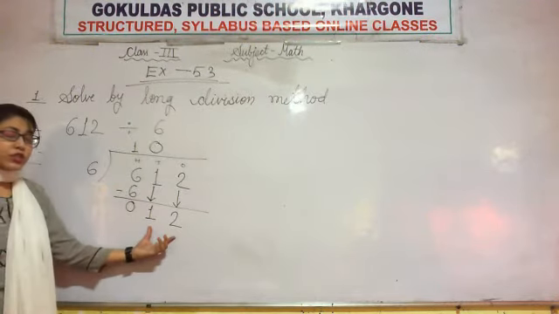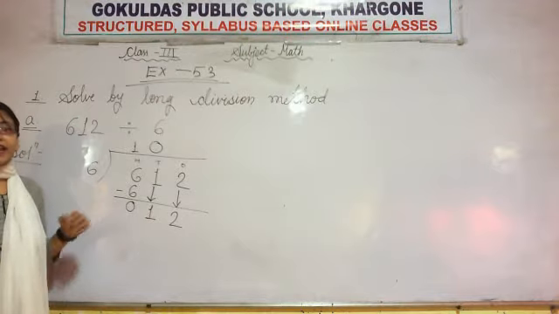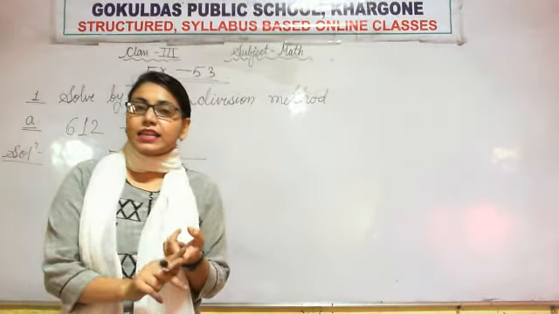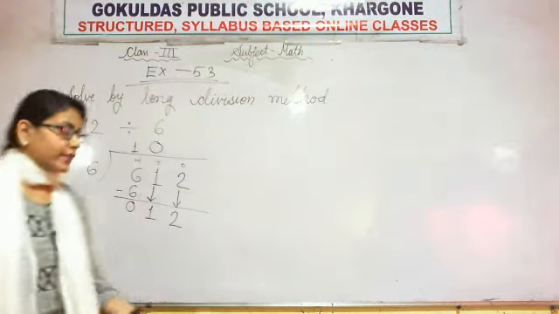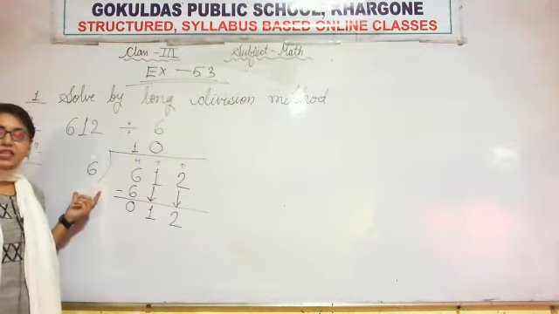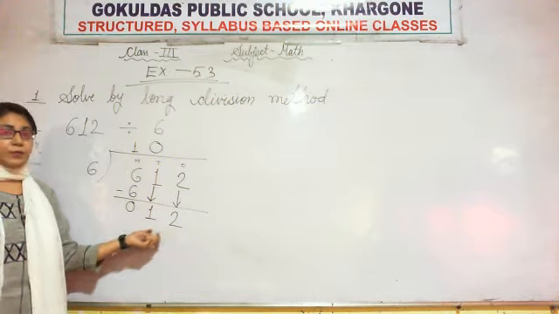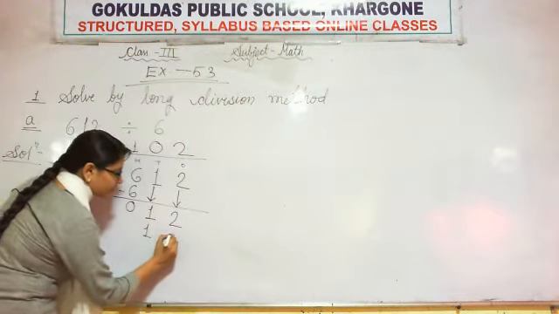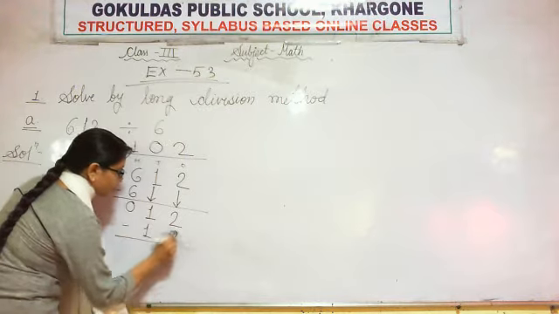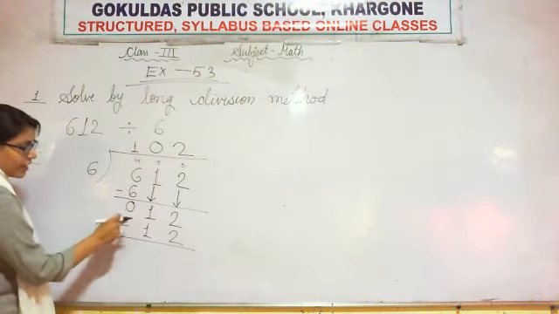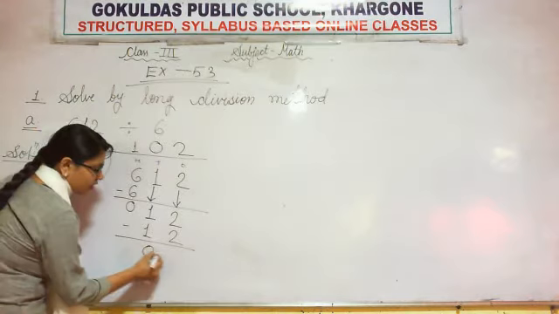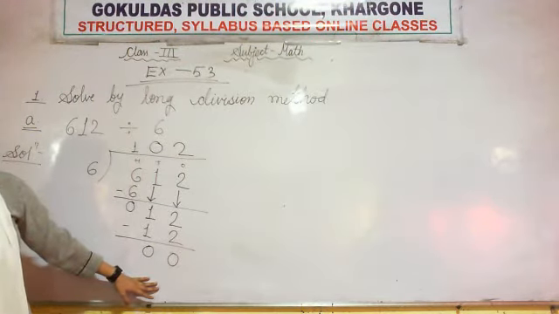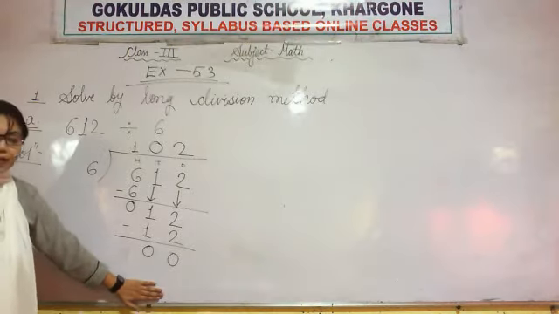Now can we divide this 12 by 6? Yes, we can divide. How do we know? Because we know the table of 6. 6 ones are 6, 6 twos are 12. So 12 is there in the table of 6, so we can divide this now. 6 twos are 12. 12 minus 12 is 0. We got 0. Now we cannot further divide, so this is our remainder.